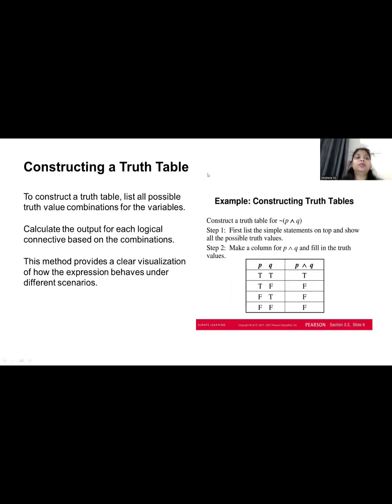Constructing a truth table. To construct a truth table, list all possible truth value combinations for the variables, calculating the output for each logical connective based on the combinations. This method provides a clear visualization of how the expression behaves under different scenarios. For example, construct a truth table for negation P and Q. Step 1: first, list the simple statements on the top and show all the possible truth values, and make a column for P and Q and fill in the truth values.